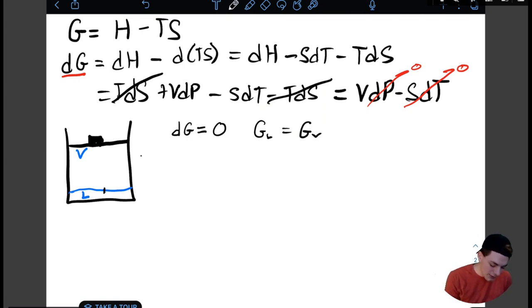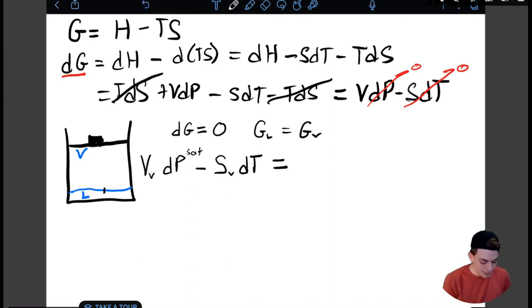So we can say the volume of the vapor phase, and I'm going to try not to confuse our V's here by explaining each one, times the differential of the pressure. Now this should be our saturation vapor pressure, as this is the pressure that we would be measuring in this scenario, minus the enthalpy of the vapor phase times the differential in temperature is going to be equal to the volume of the liquid phase times, again, our saturation vapor pressure minus the entropy of the liquid phase times the differential in temperature.